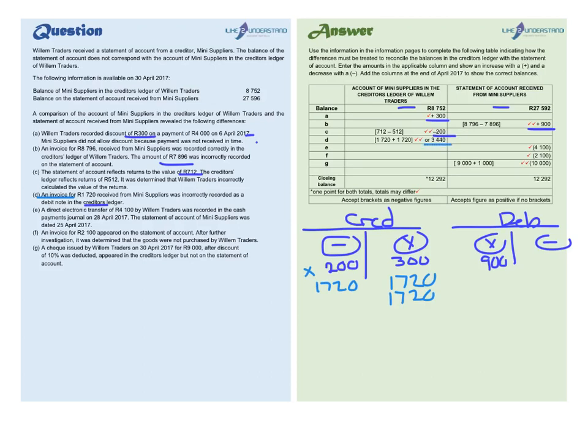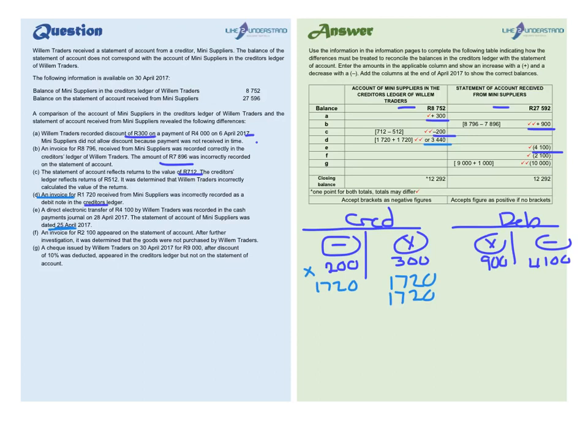A direct electronic transfer of 4,100 by Willem Traders was recorded in the cash payments journal. The statement of account was dated the 25th. So it means that they didn't record this payment because it was after the date that they closed their books. So they have to show that we paid them 4,100 and they will in their books record it on the credit side, decreasing our account. Therefore, we will show that the amount on the statement must be decreased with 4,100.